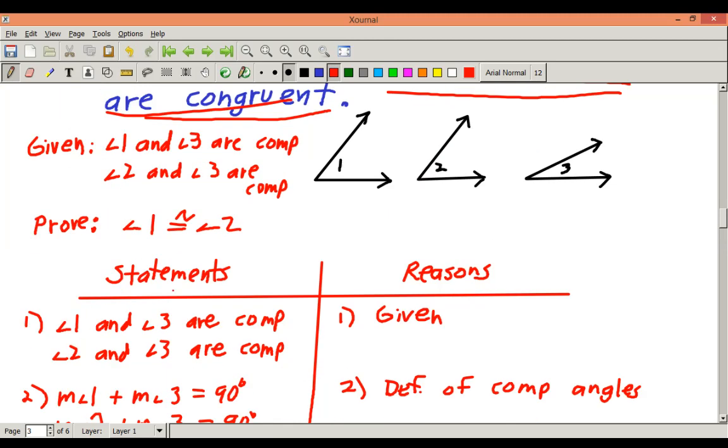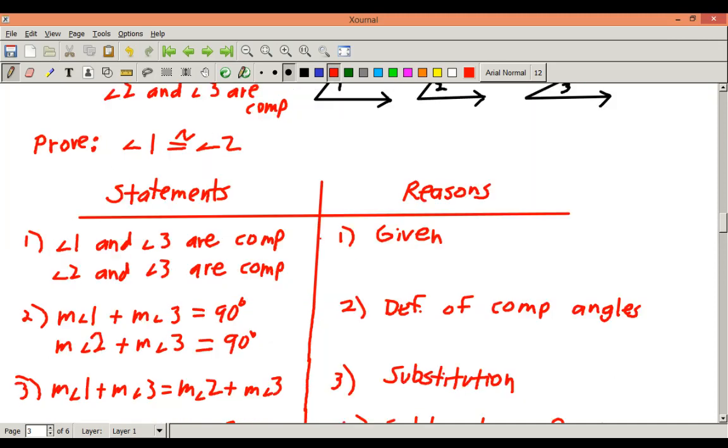So again, if you're stuck, your first statement is just recopy the given. So we're going to recopy angle 1 and angle 3 are complementary. Angle 2 and angle 3 are complementary. It comes directly from the given, and so the reason is given for statement number 1. Every statement must have a reason. Okay, so how do we get statement number 2? Well, we know that angles 1 and 3 are complementary, so we know that their measures add up to 90.